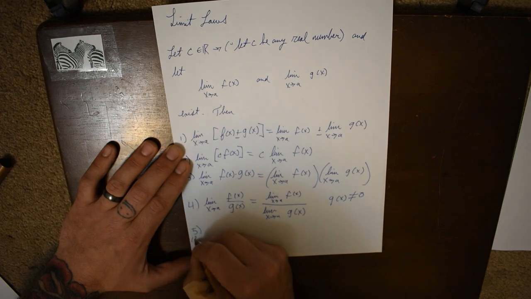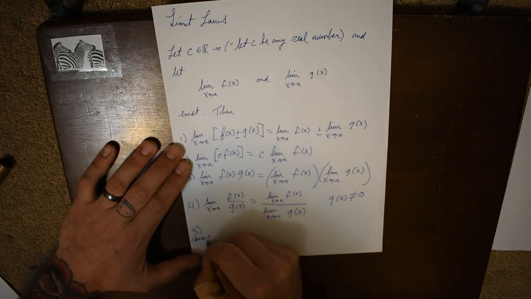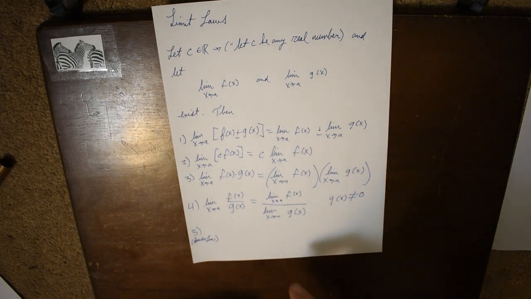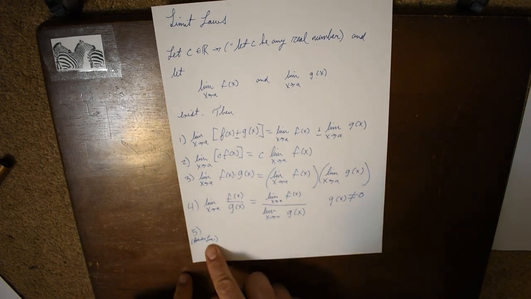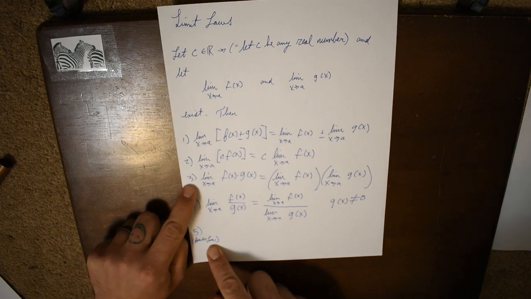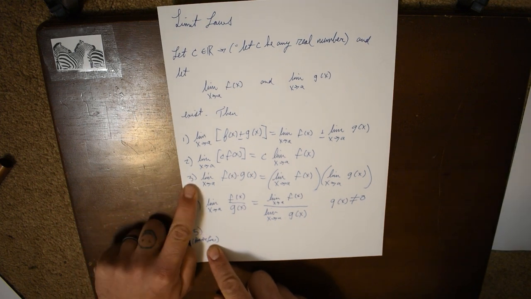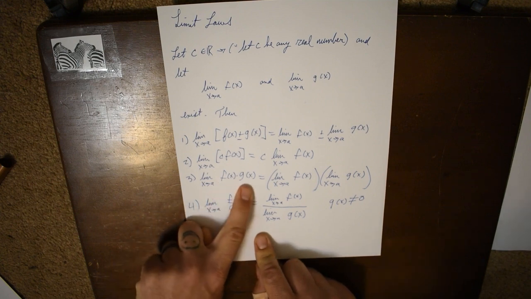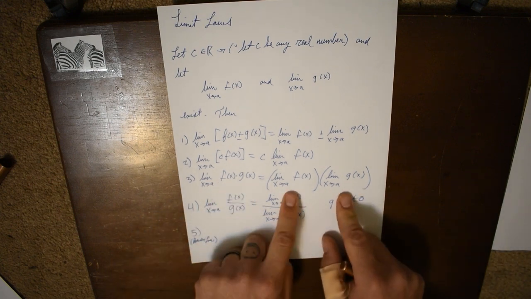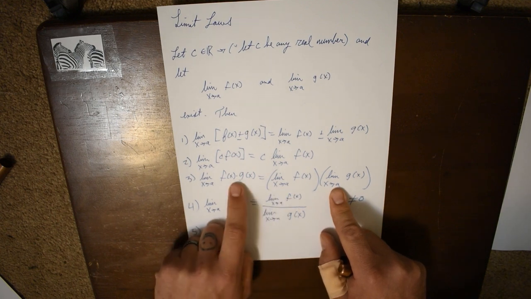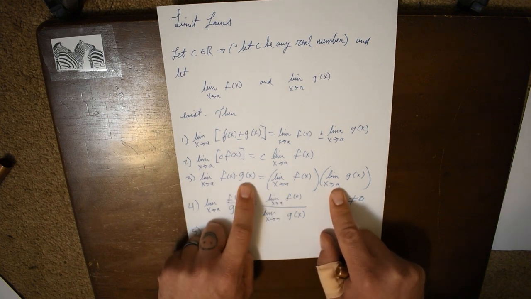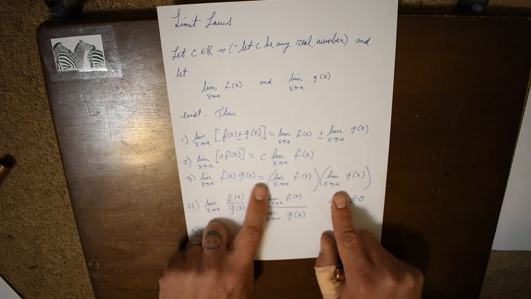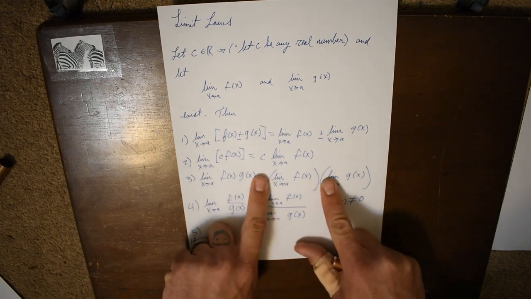This is the power law, and the power law really comes from limit law 3. Well, from limit law 3, it says if we multiply two functions together, that's equal to the product of those limits. So if g of x and f of x were the same thing, this would say the limit of f of x squared is equal to the limit of f of x quantity squared.